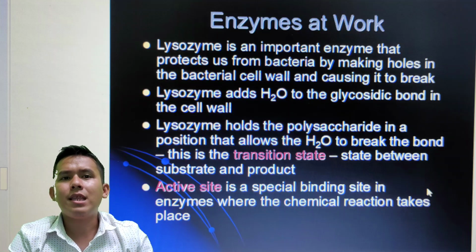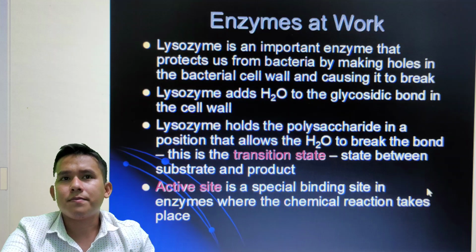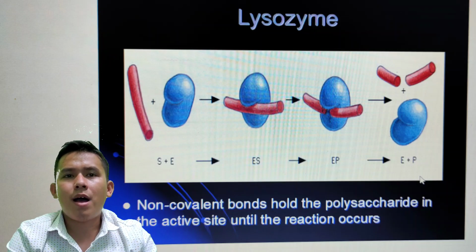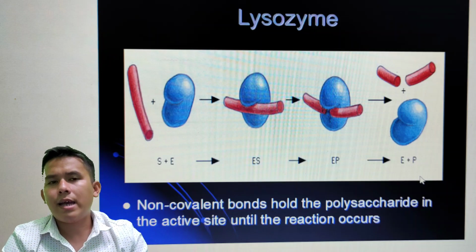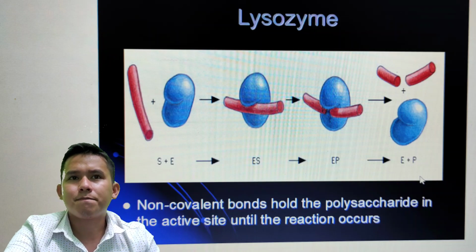The active site is a special binding site in enzymes where the chemical reaction takes place. Here is the structure of lysozyme. Non-covalent bonds hold the polysaccharide in the active site until the reaction occurs.